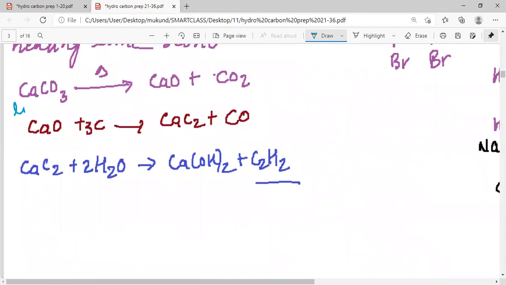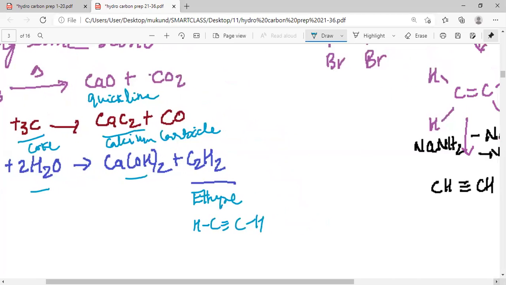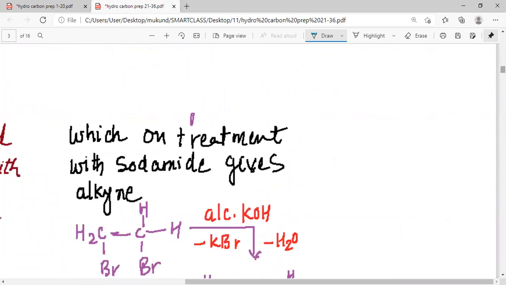First we take limestone, which is heated to give us quicklime. This quicklime, when treated with coke, gives us calcium carbide and carbon monoxide. And this calcium carbide, when it reacts with water, gives us ethyne, that is C2H2, C triple bond C, along with calcium hydroxide. It's quite a simple method to understand, my dear students.